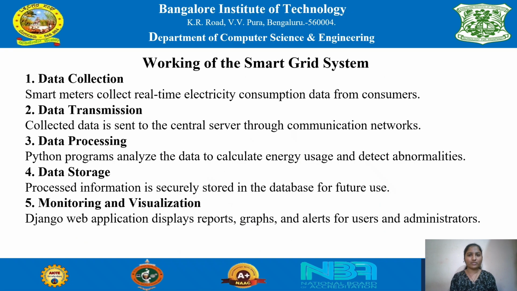Next, working of the smart grid system. It has data collection, data transmission, data processing, data storage, monitoring and visualization. In data collection, the smart meter collects real-time electricity consumption data from users. Data transmission: the collected data is sent to the central server through the communication network.